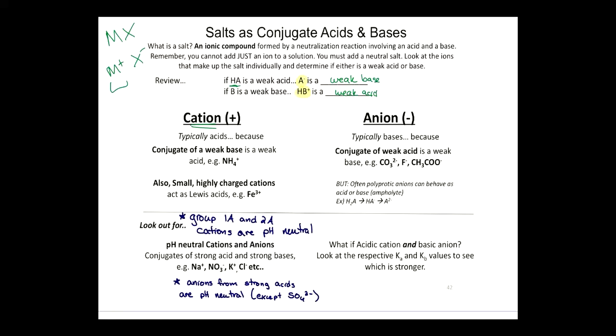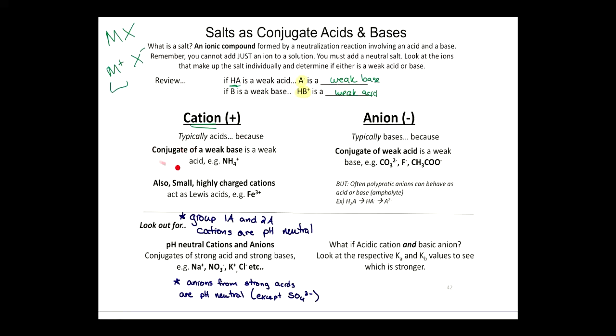But it's only going to act like an acid if that cation is the conjugate of a weak base. If it's the conjugate of a strong base, then it's actually pH neutral. So remember, the weaker the base, the stronger its conjugate acid. So if you have a really strong base, its conjugate is going to be the worst acid in the world. It's going to be pH neutral, right? So that's what we want to think about here.